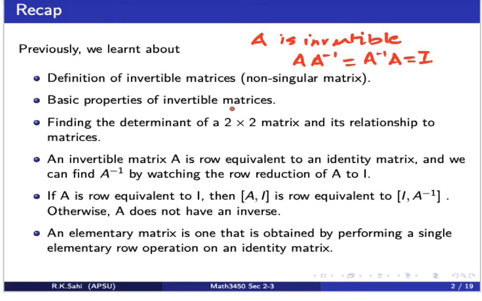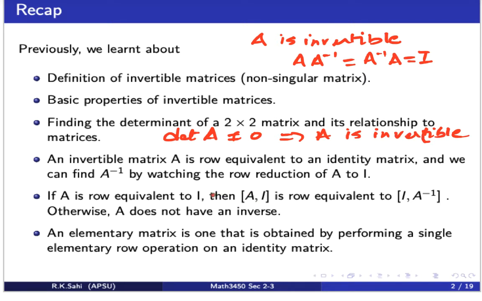Then we learned some basic properties of invertible matrices: if A is invertible, A inverse is also invertible. The product of two invertible matrices is invertible. And A transpose is also invertible. Then we also looked at finding the determinant of a 2 by 2 matrix and its relationship to invertibility. So we saw that if the determinant of A is non-zero, it implies that A is invertible. A very, very important thing we will learn as we go.